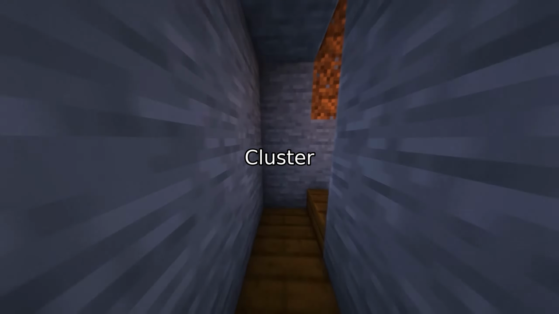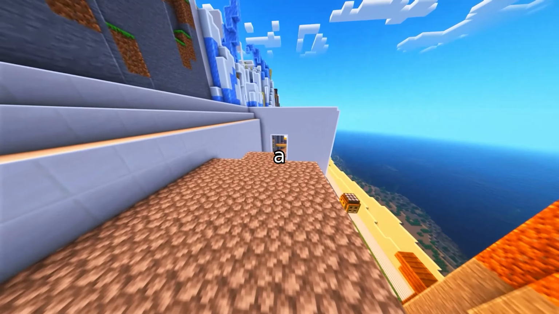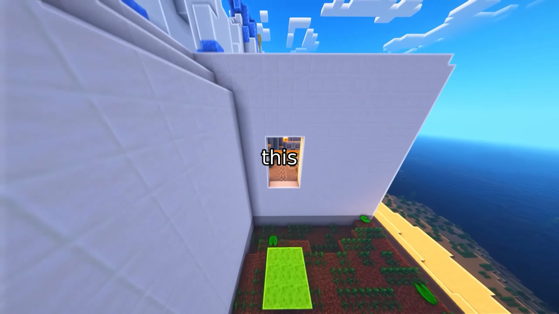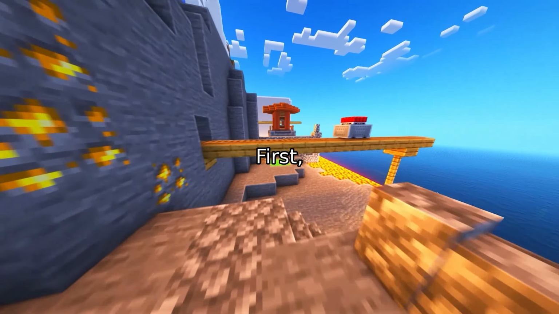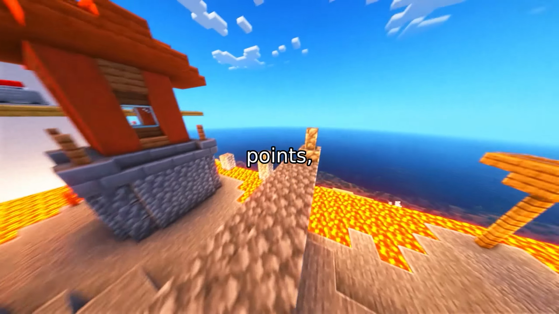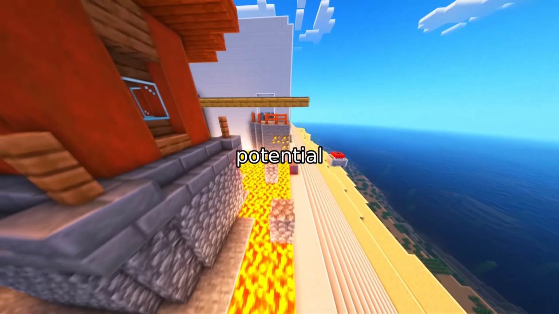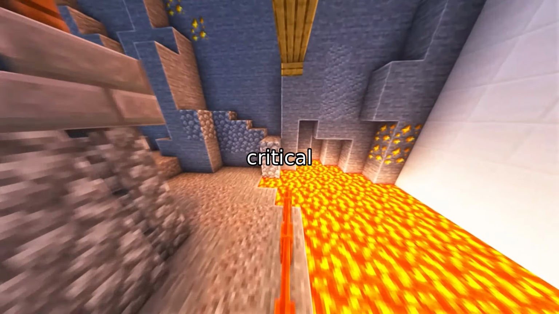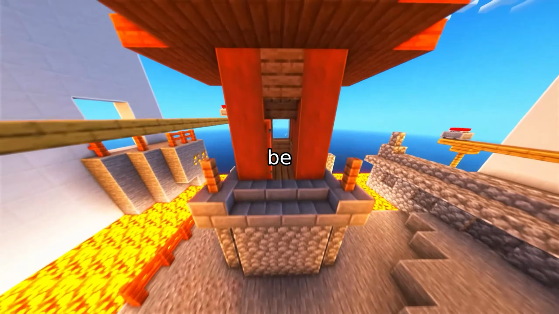Enter the boundary test for cluster ties, or BTCT, a novel approach developed by researchers to address this gap. Here's how it works. First, the algorithm identifies boundary points, data points that lie on the edge between two potential clusters. These are the critical junctures, where the line between groups might be blurry.